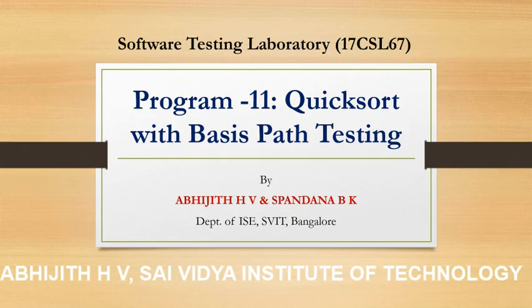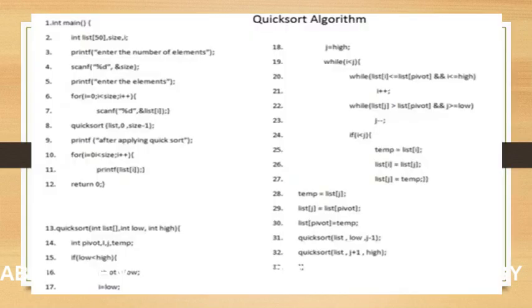Hello, in this video I will be explaining how we can apply basis path testing for a QuickSort program. We all know that QuickSort is one of the sorting algorithms which uses the divide and conquer technique. It works based on the pivot. We fix the pivot element.